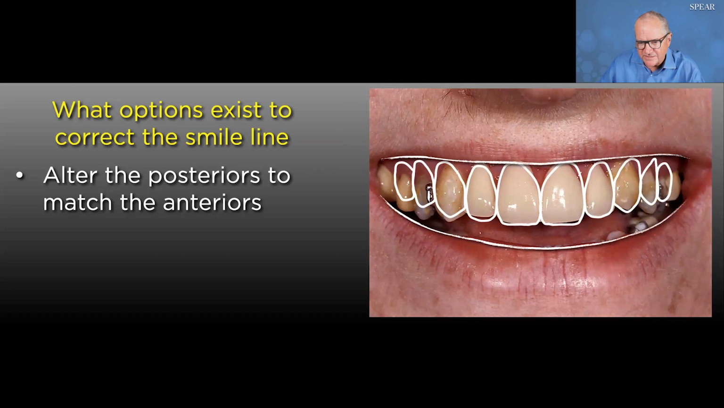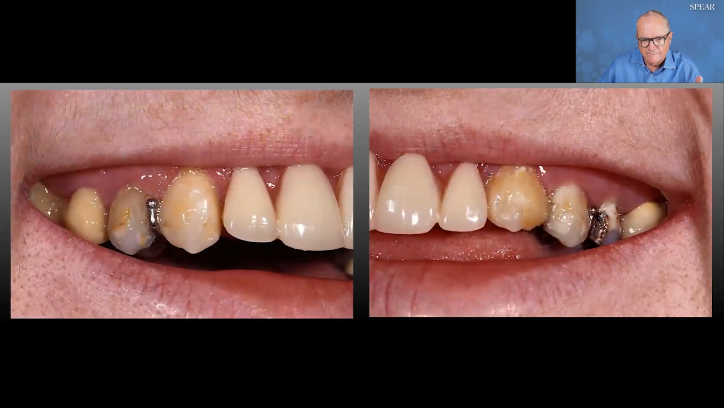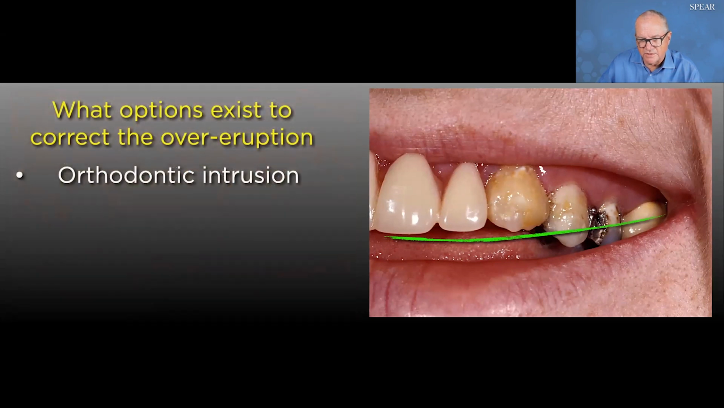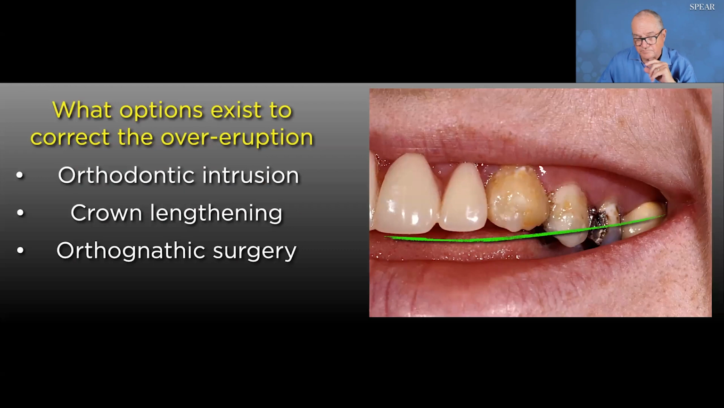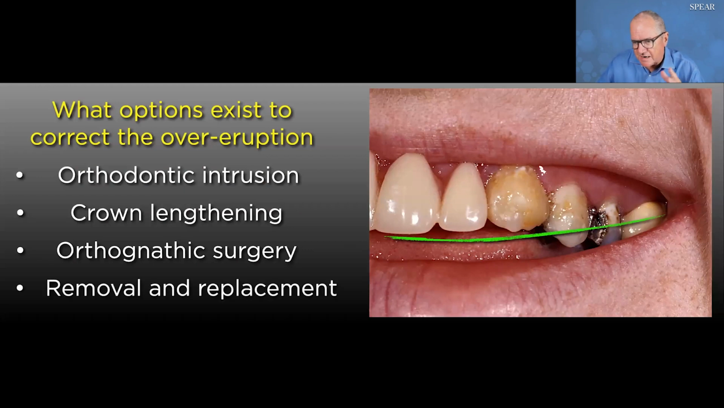Then you get a pleasing smile line. And again, all of this is just learning what to look at in sequence. So in reality, her posterior occlusal plane needs to be on that green line. And how are you going to get it there? Well, you could use mini implants and intrude the teeth. Crown lengthening, her roots aren't that long. Orthognathic surgery could do it. Extracting the teeth, placing implants could do it.